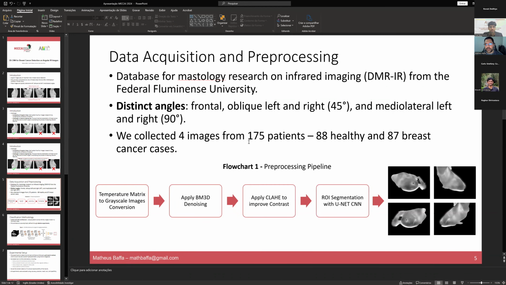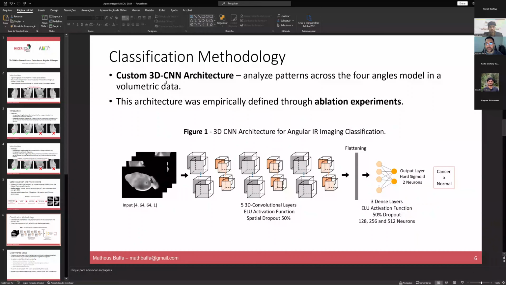First, we converted the temperature matrix to grayscale images. Then we applied the denoising technique called BM3D. Then we improved the contrast of these images using CLAHE. And then we segmented the breast using a previously developed UNet CNN. After that, we trained the 3D CNN architecture.